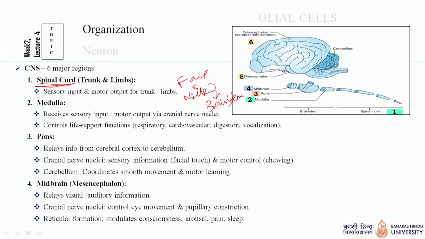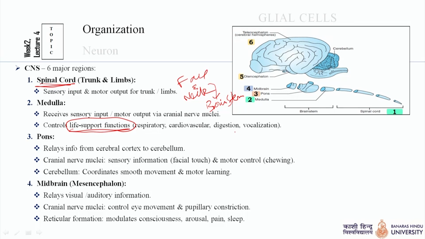Now the next part is the medulla. The medulla usually receives sensory input or the motor output via the cranial nerve nucleus. The most important function of the medulla is that it controls many life support functions such as respiratory, cardiovascular, digestion and vocalization. So it's important. The medulla's important function is that it supports the life support functions.